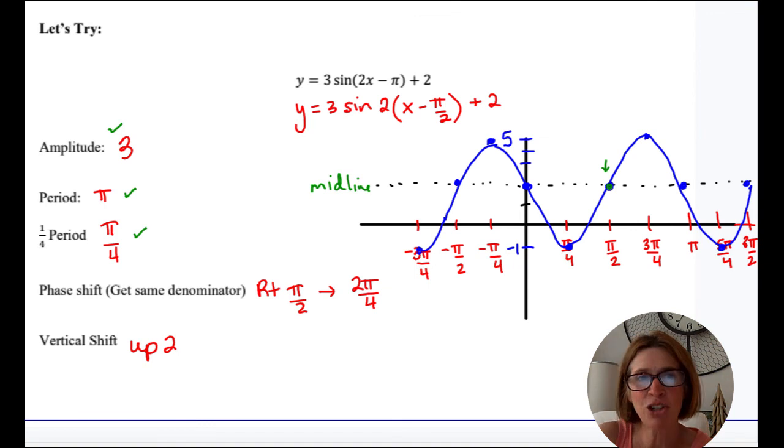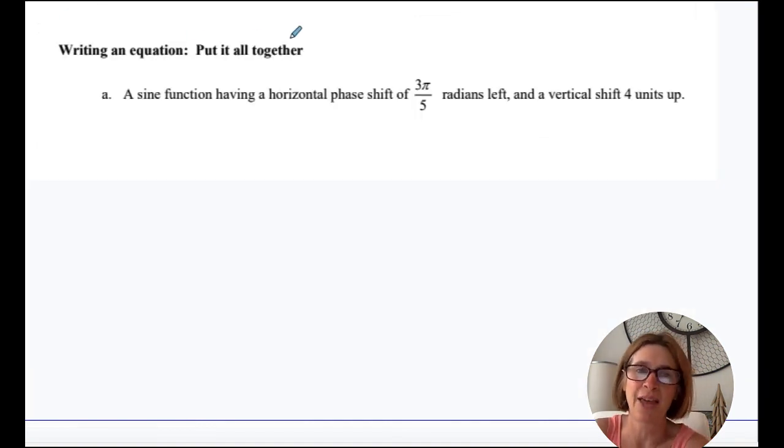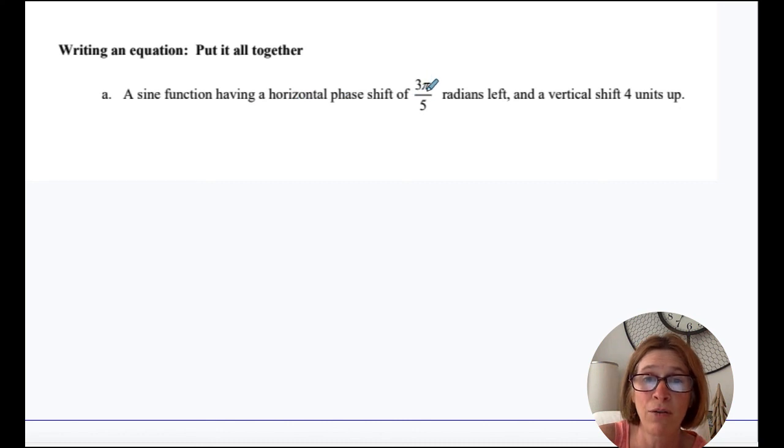Okay, one other thing I'd love to try is I'd like to look at putting it together. So put it together, write the equation given the information. So here it says write an equation. And we're given a sine function having a horizontal phase shift of 3 pi over 5 radians to the left, so it's going that way, and a vertical shift up 4. Okay, so we don't have any period change and we have no amplitude change.